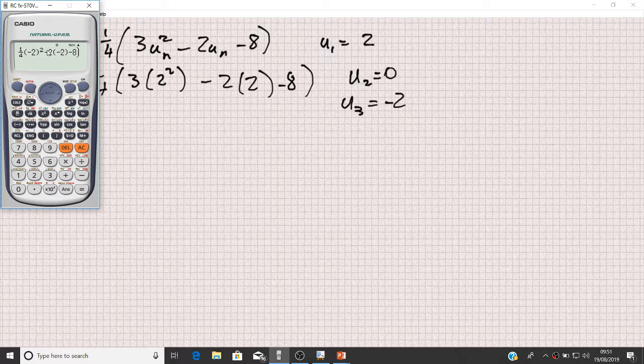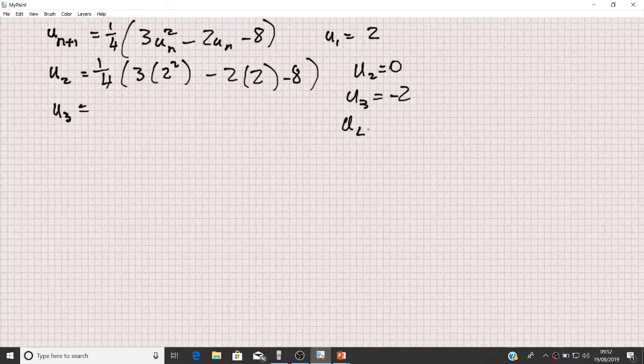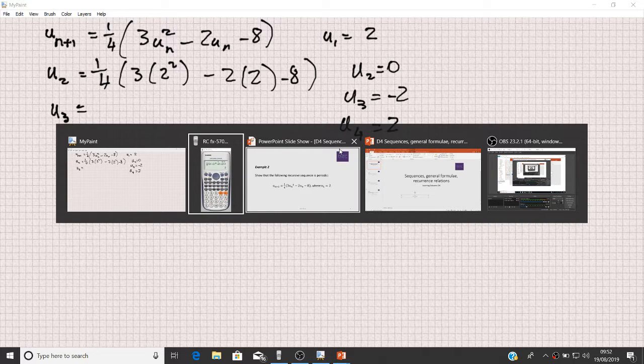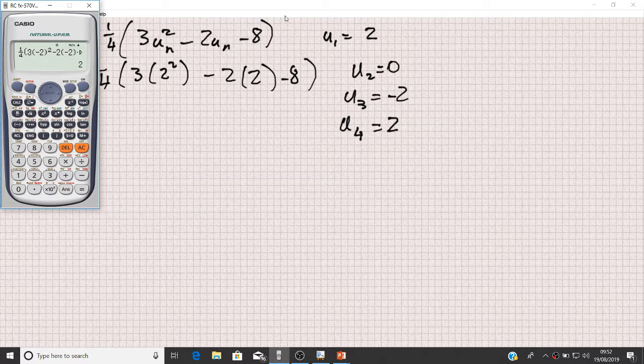And if U3 is -2, that should tell me what U4 will be. Let me go back and see. Okay, I'm one bracket too few here, so open bracket and 3. I think that should be correct. Good, so U4 is equal to 2. And we see we're back to U4 being the same as U1, and just to show that it is indeed periodic, I will go back and do that correctly now.